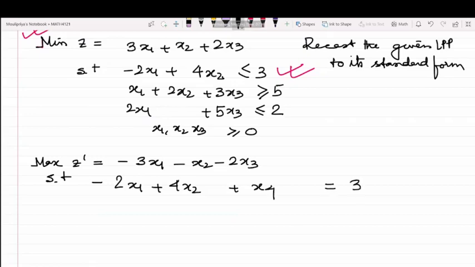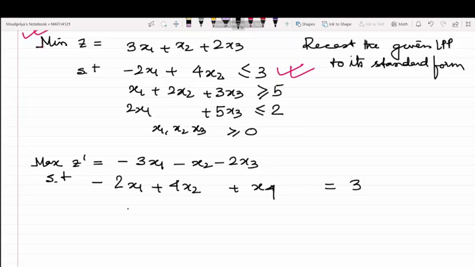Can I do it? Is this okay with you? Ma'am, x4 is the slack element, right? Exactly. Exactly. Similarly, what about the second constraint?